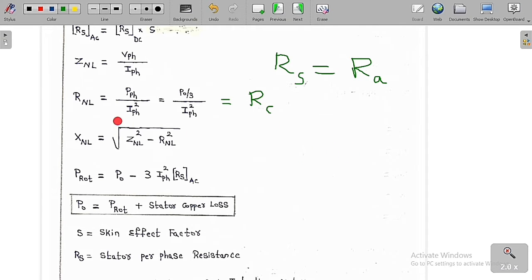So RC, that is RL, is equal to power per phase by I phase whole square, which is P0 by 3 by I phase whole square. For star connection, I phase is equal to IL, which is equal to I0 in this case. So therefore RC is equal to RL is equal to power per single phase by I phase whole square, which is P0 by 3 by I phase whole square. So like this we have to get the RC component.